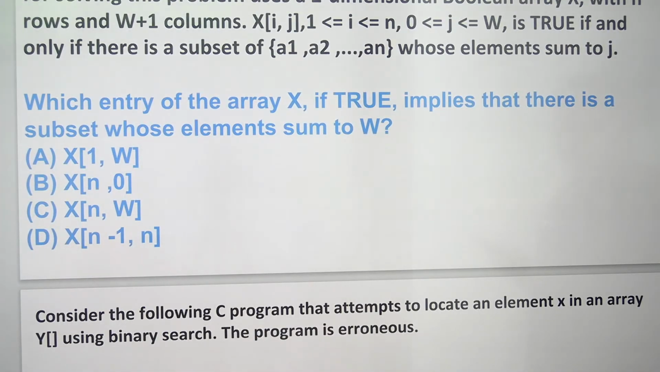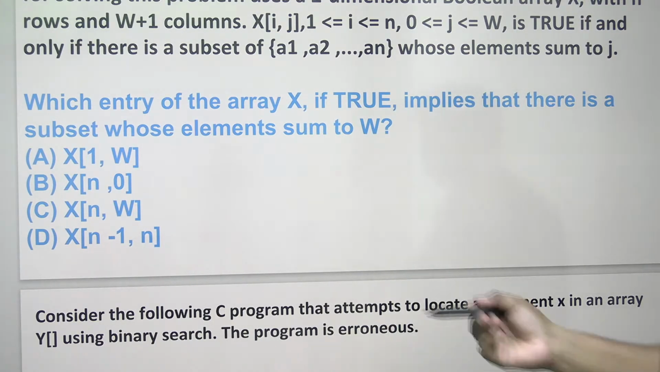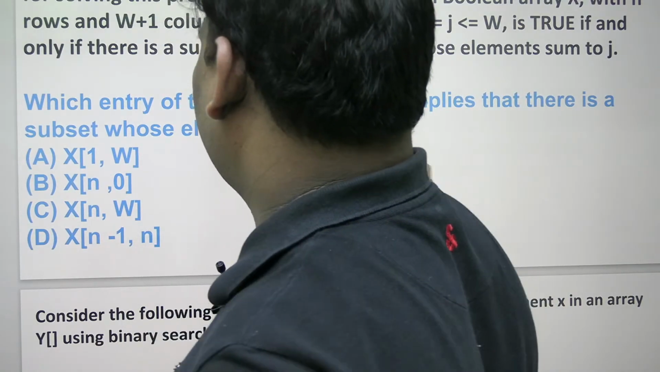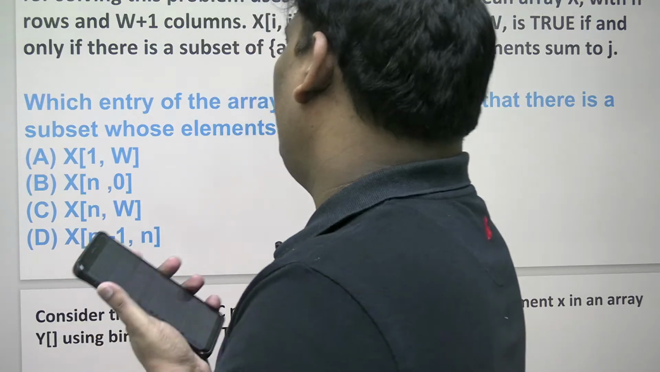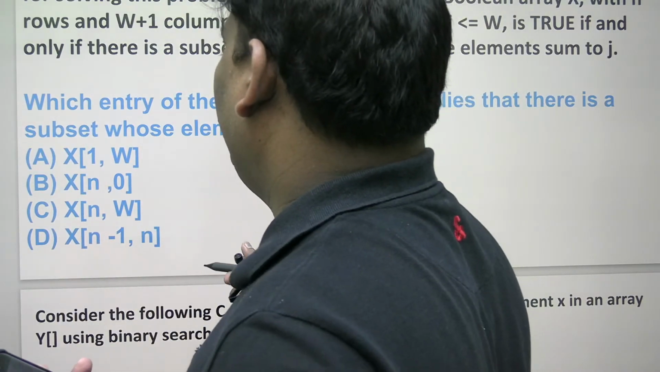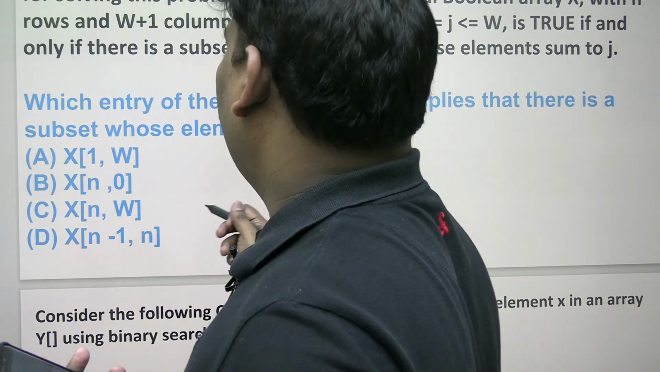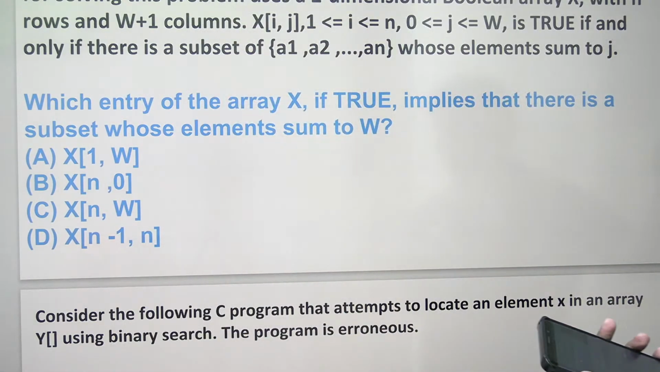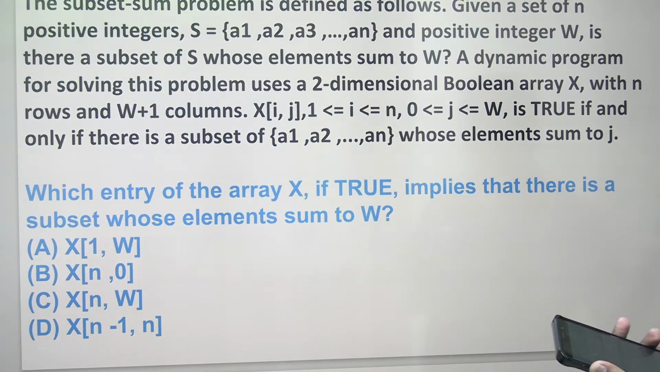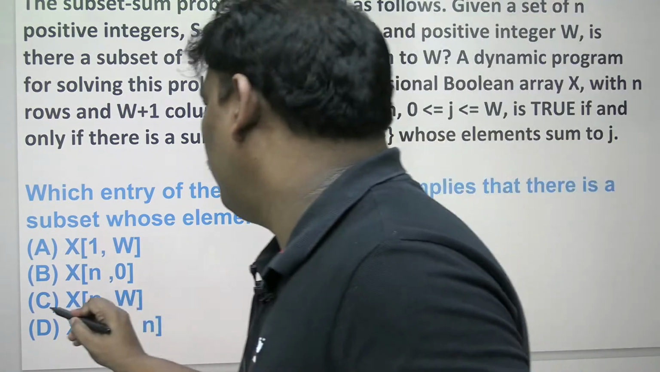Which entry of X is true? It implies that there is a subset whose elements sum to W. X1W, XNW. N people are there. Which entry of the array X is true? It implies that there is a subset whose sum is W. This one.